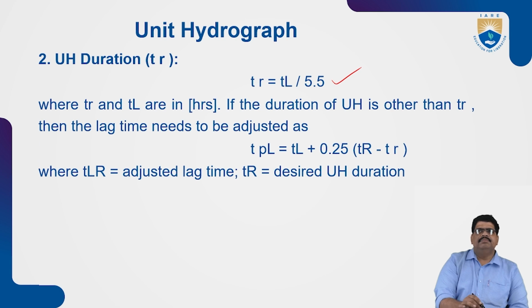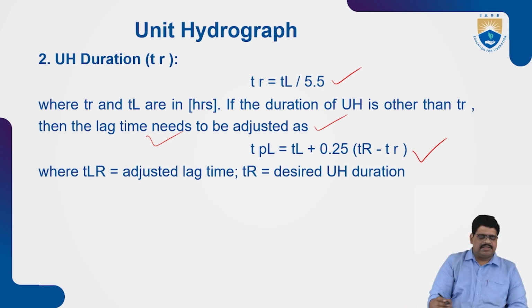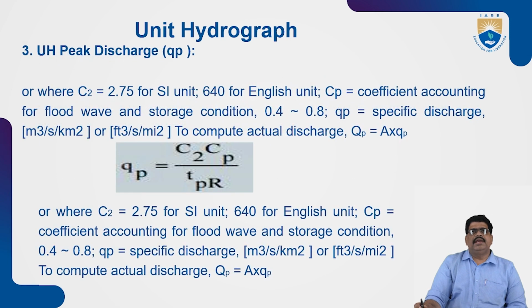TL is the lag time and lag time is in hours. Lag time needs to be adjusted as TPL is equal to TL plus 0.25 TR minus TR. So this is the application for the unit hydrograph, where TL is the registered lag time and TR is the design unit hydrograph duration. Next, unit hydrograph peak discharge. If it is the unit hydrograph peak discharge, what happens? Here the C2 value, take it as 2.75.